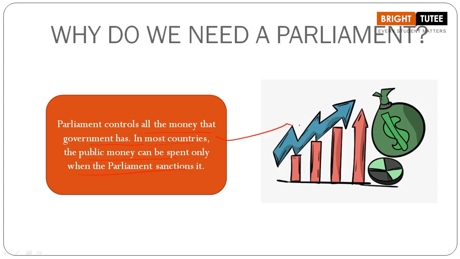Now, you might be thinking, what kind of money are we talking about here? What kind of money are we referring to? So here the money that we are talking about is the taxes being collected by the government from the common people. Okay, students?